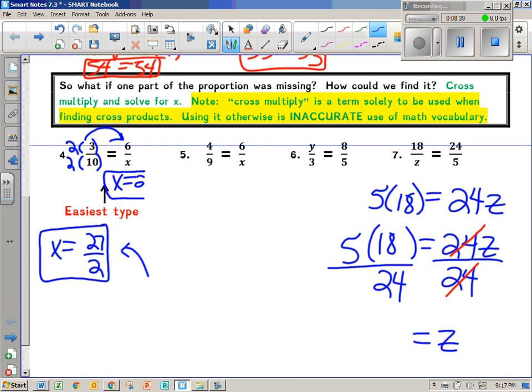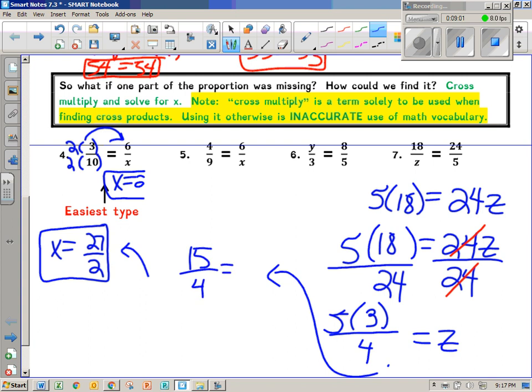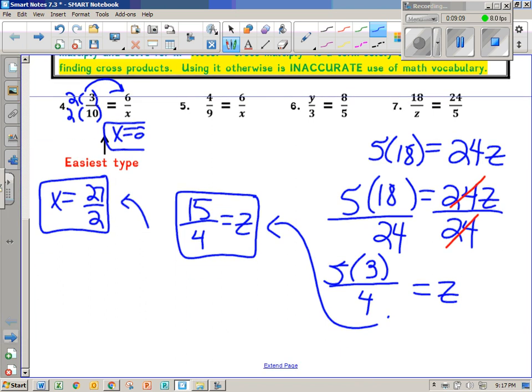So now I can simplify 18 over 24 because 6 goes into both of those. So I can save myself a little bit of work. So 6 goes into 18 3 times, 6 goes into 24 4 times. So now I just have 15/4. And I would leave it just like that. But again, if you want to convert, not a problem. All right, let's keep moving.